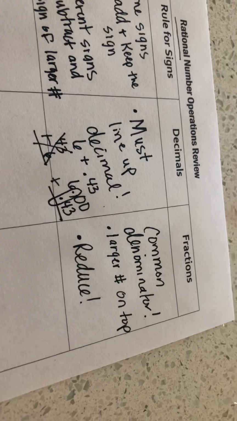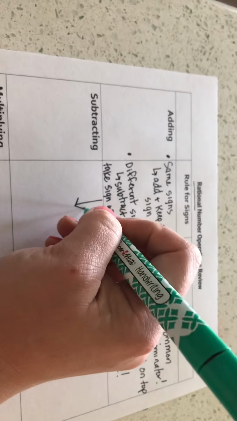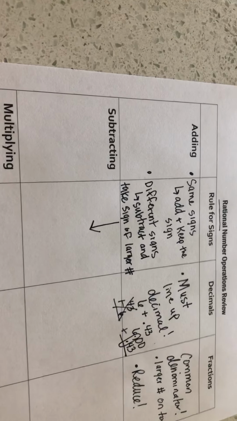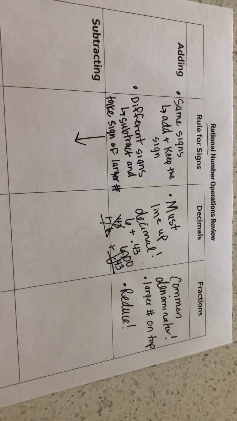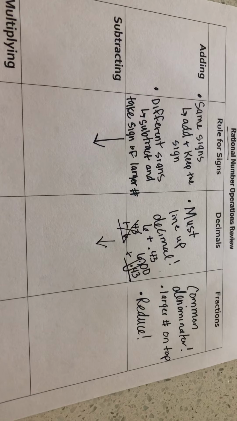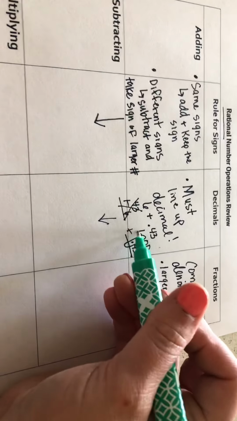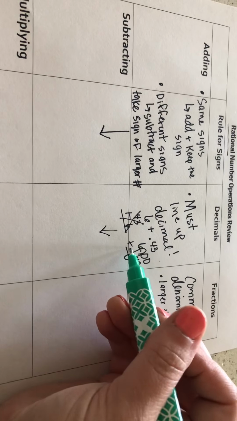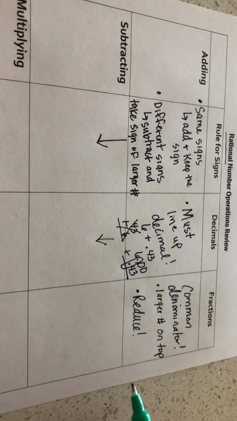Okay? Now, let's move on to subtracting. The good thing about subtracting is that the rules for the signs are the same, so we're just going to put an arrow to show that they're the same. Also, the rule for decimals when we're subtracting is the same. We have to make sure we line up our decimals. So instead of this being adding, we could just put a subtraction sign. We still have to line up the decimals the same.